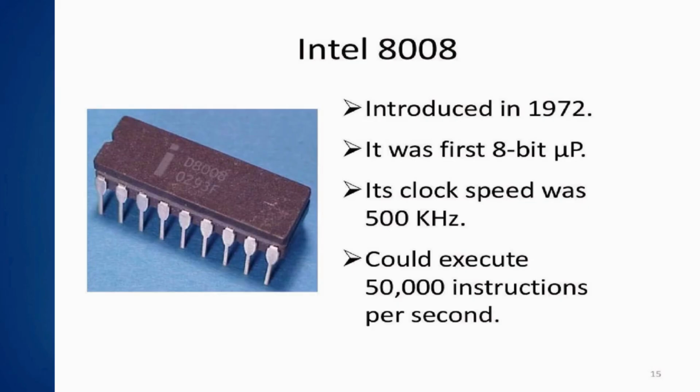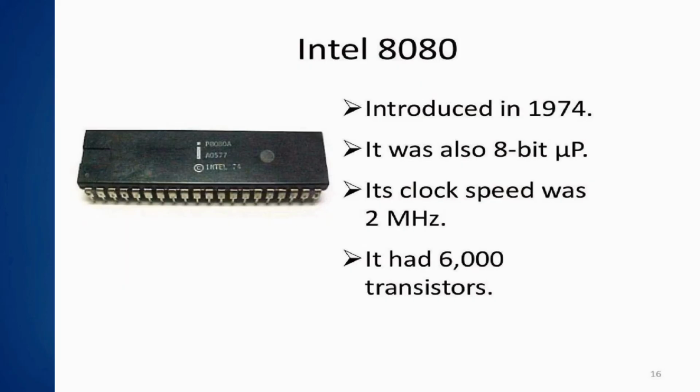Then now we will move to the 8-bit microprocessors. In the year 1972, Intel introduced the 8008. It was the first 8-bit microprocessor. The clock speed was 500 kilohertz. It could execute 50,000 instructions per second. And the next one, in the year 1974, Intel launched the IC called 8080. It is also an 8-bit microprocessor. The clock speed is a little bit increased, at 2 MHz, and it had 6,000 transistors.